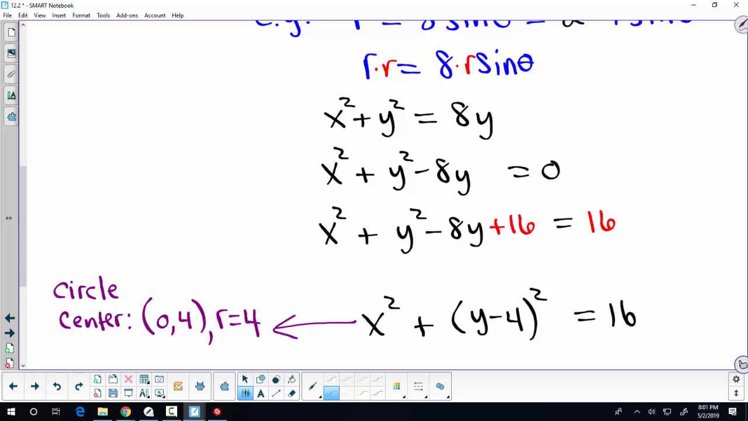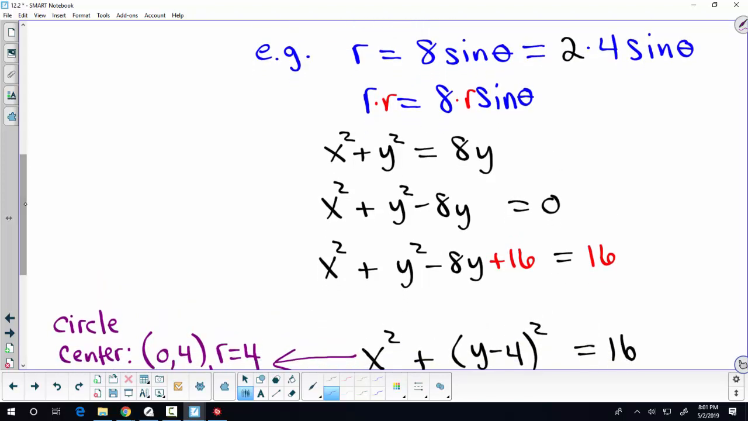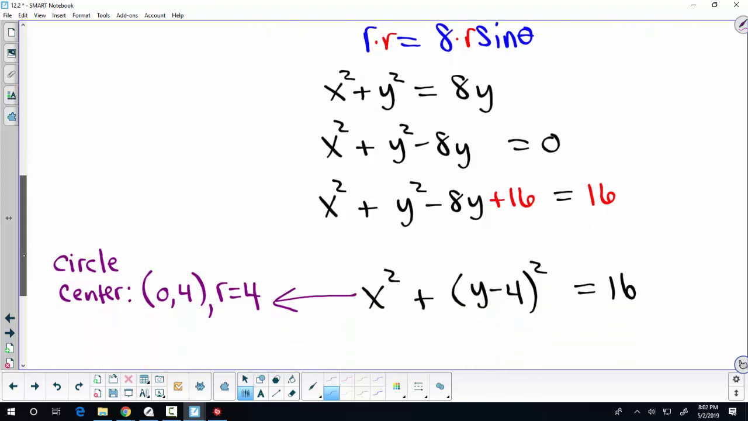Going back up to the top, we see that a circle that's shifted up or down is described as r equals 2 times a sine theta. Where we were originally talking about 8 sine theta, we viewed that as 2 times 4 sine theta with a equal to 4. So we have a circle shifted up 4 units with a radius of 4, or shifted up a units with a radius of a. Does anyone have any questions on that?